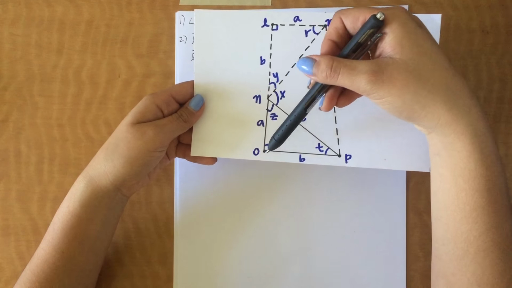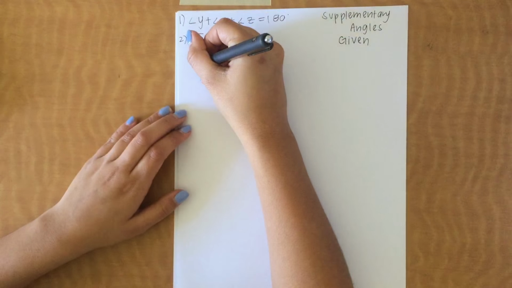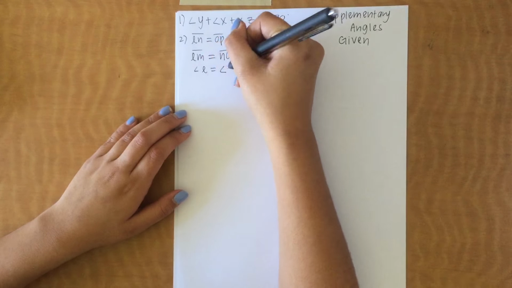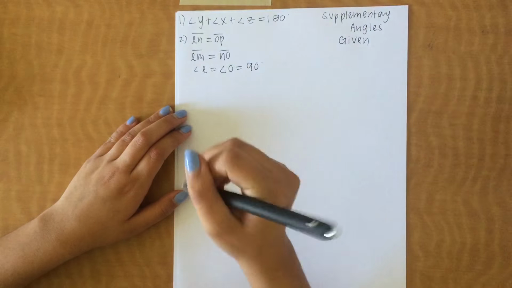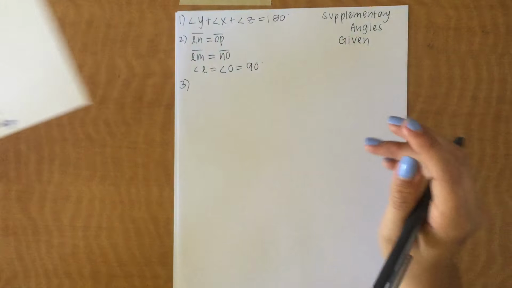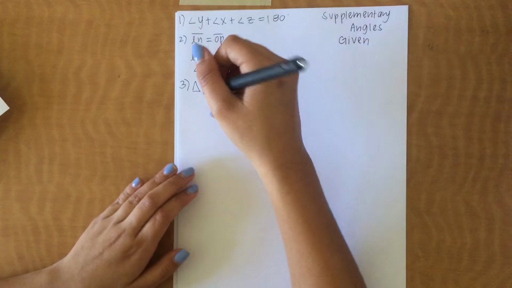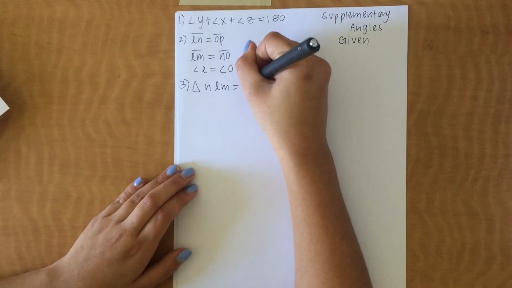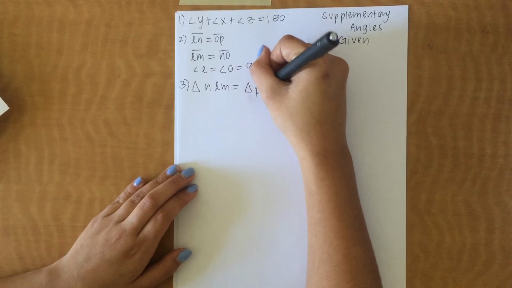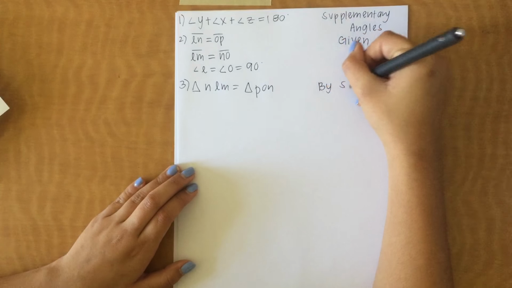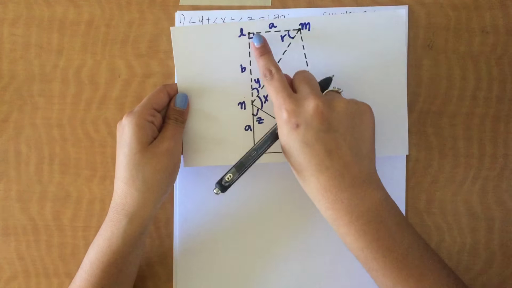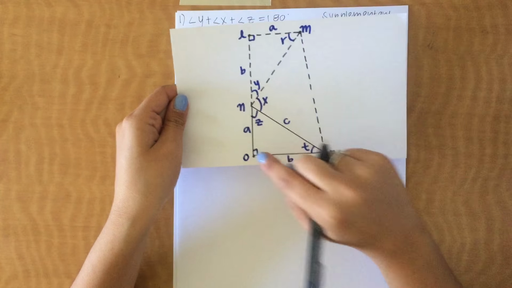And we also know one more thing that's given. We are given that angle L and angle O are both equal to 90. So we know two sides are congruent and an angle, so we can use side angle side. So triangle NLM is congruent to triangle PON by side angle side. And the sides are LN, OP, LM, and ON, and then angle L and O.